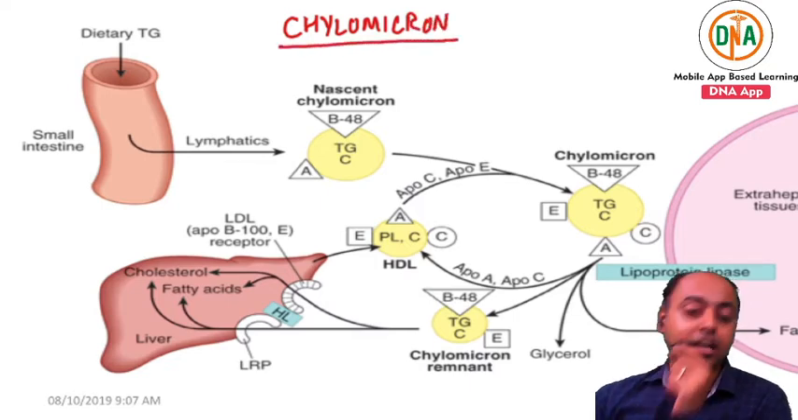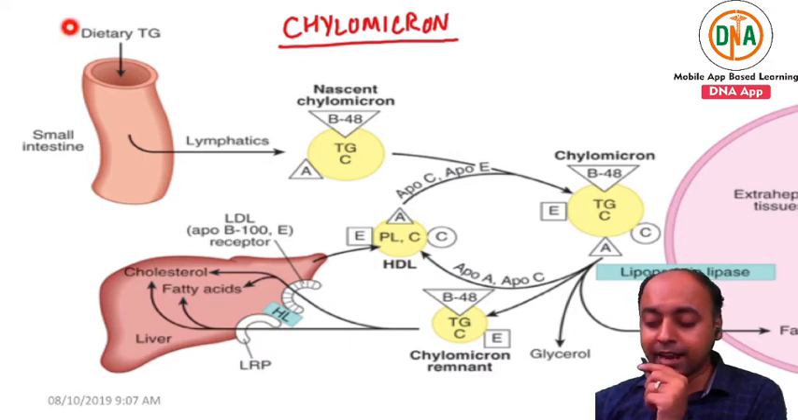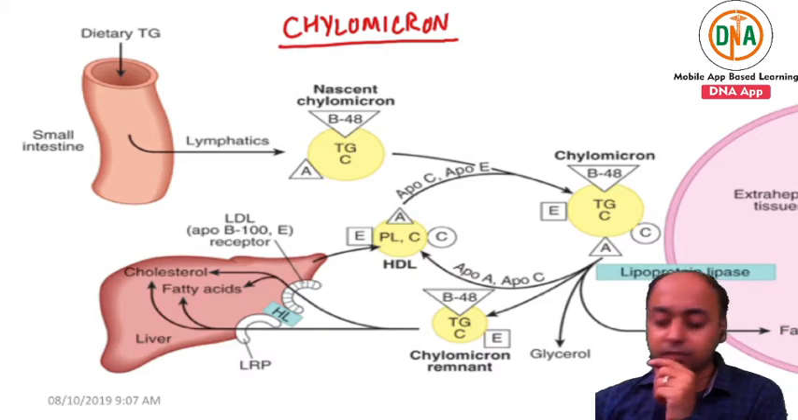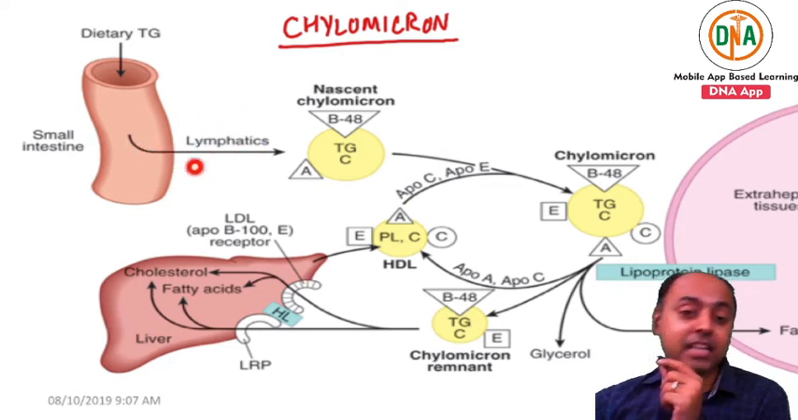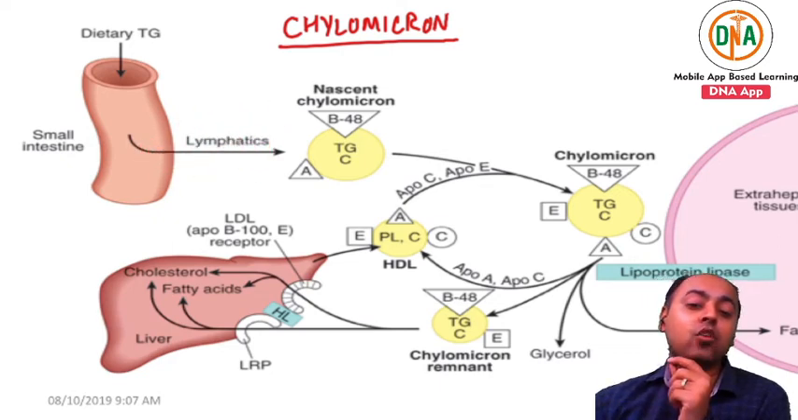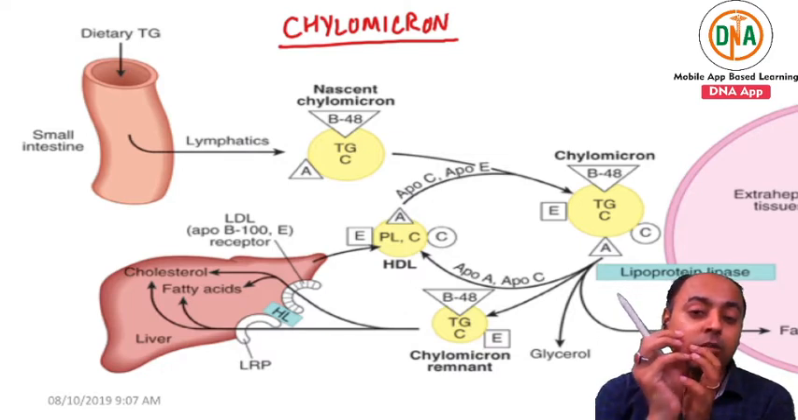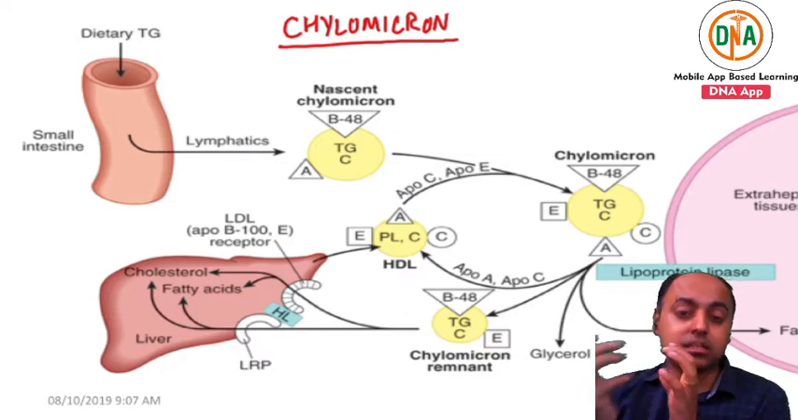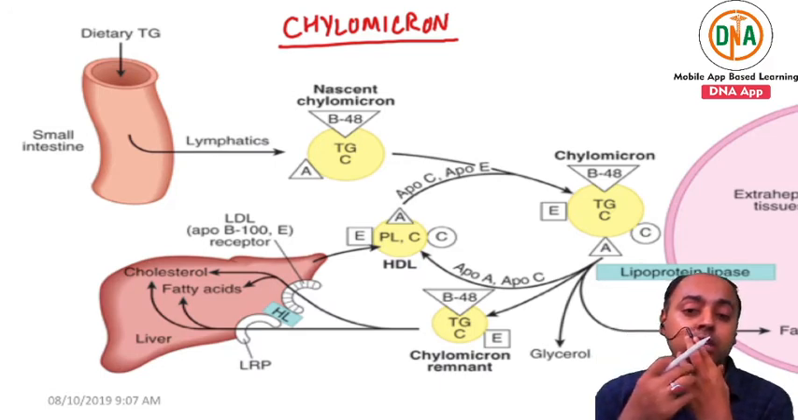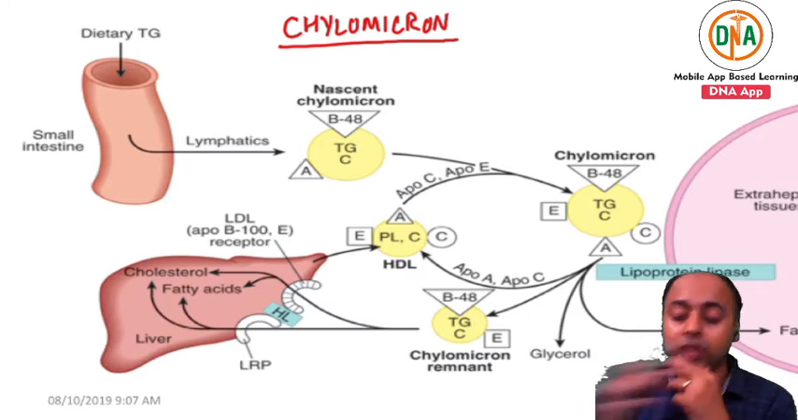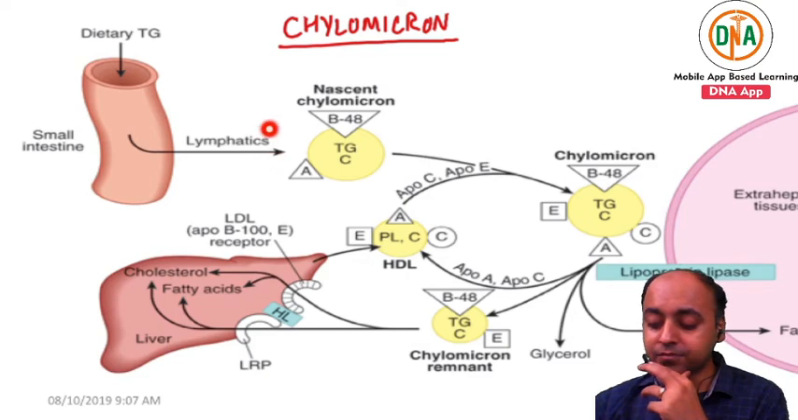We already said the chylomicron is responsible for transporting the dietary triglycerol. You can see here the dietary triglycerol. It is digested in the small intestine. From the small intestine, it is repackaged and released in the lymphatics. That is why we call it the chylomicron, the micron particles in the chyle. It is responsible for the milky appearance of the lymphatic fluid after a meal. So the chylomicron is released in the lymphatics.